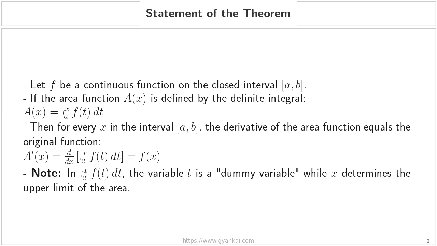Finally, a crucial note: inside the integral, we're using the variable t. This t is what we call a dummy variable. It's just a placeholder. We could have used any letter we like without changing the result. The important part is x, which defines the upper limit of integration and therefore determines how much area we're accumulating. Keep this in mind as we move forward because it's a common point of confusion. We'll see how this plays out in the examples coming up. Okay, let's move on to slide 2, where we formally state the first fundamental theorem of calculus.